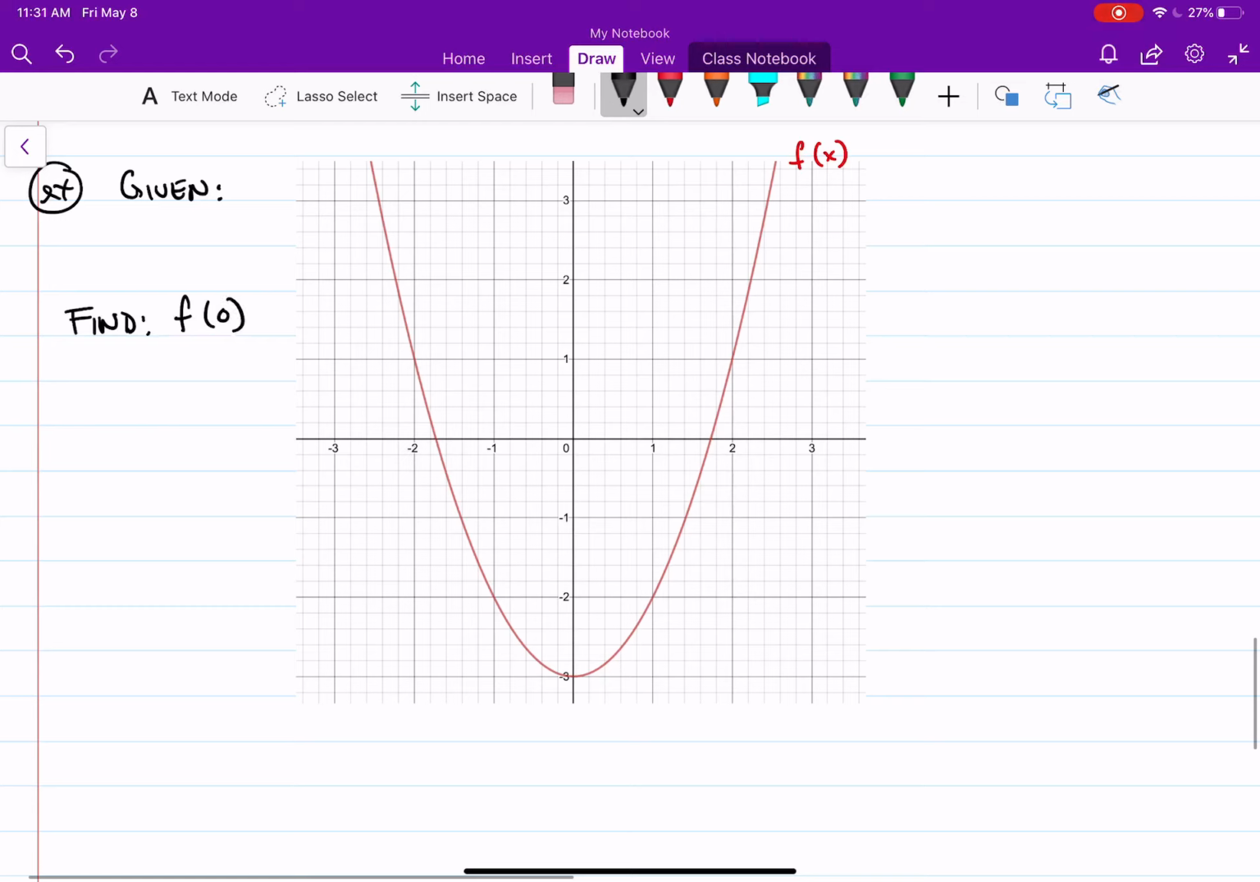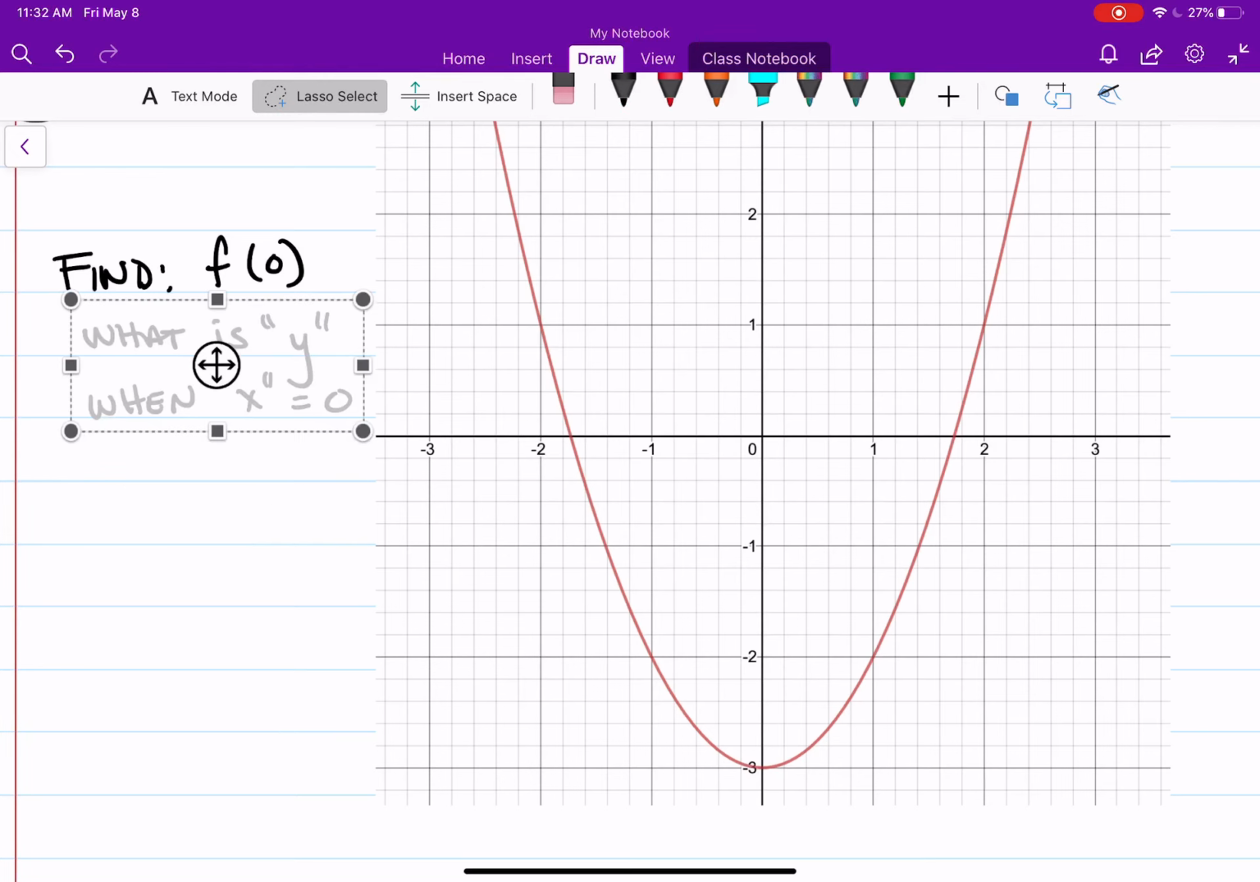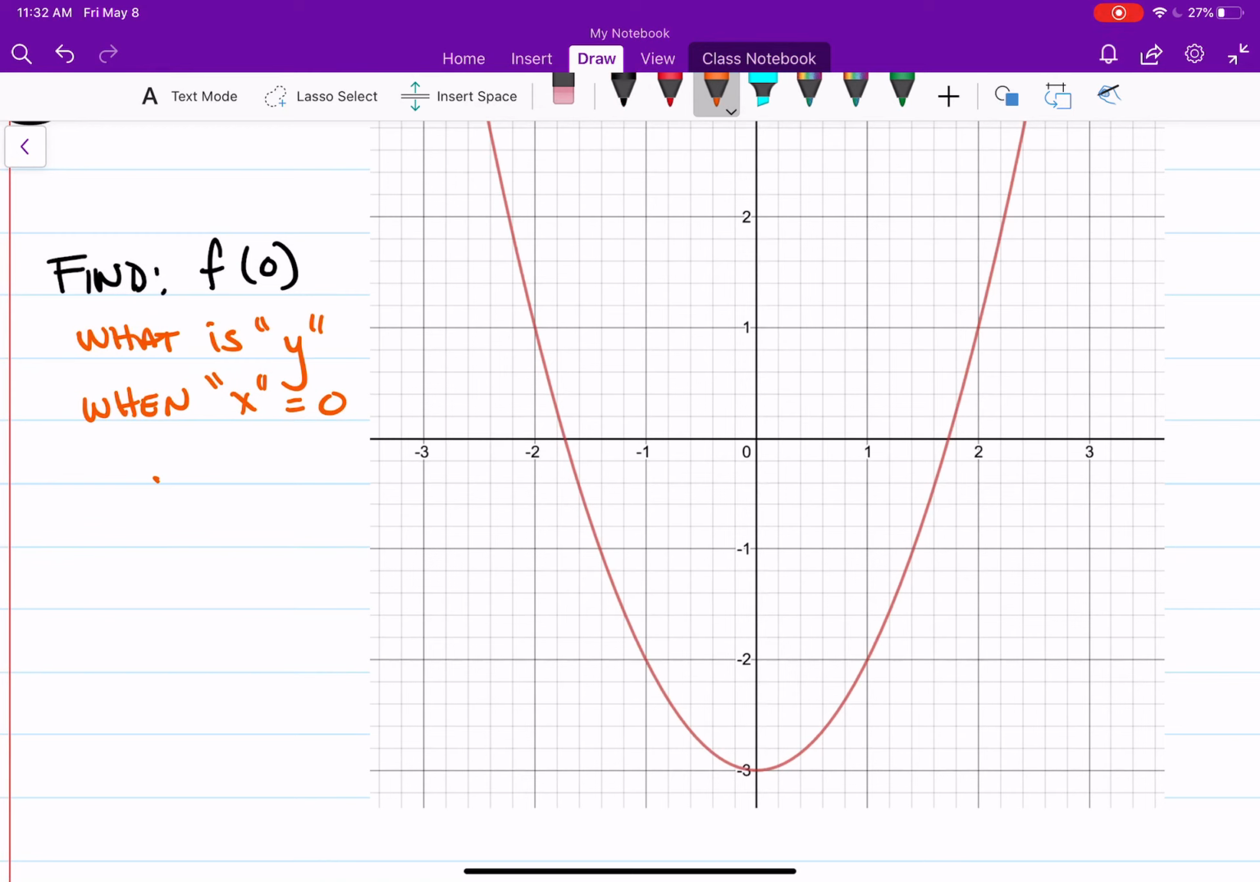f of 0, which means, again, what is y when x equals 0? Okay, so that's all it's asking. Okay, what is y when x is equal to 0? So if I was to look at this, I'll say, okay, here's my x being 0. So I gotta get to the graph, and there's my point right there.